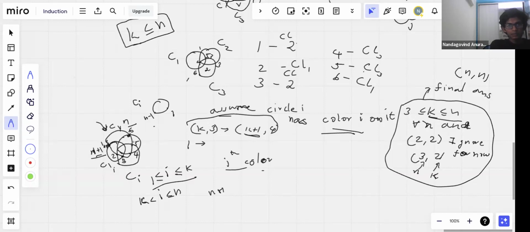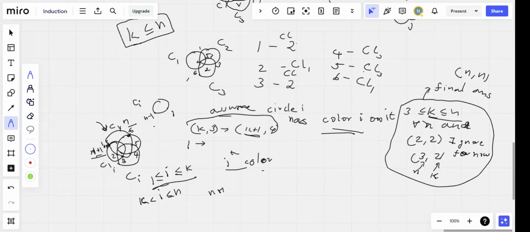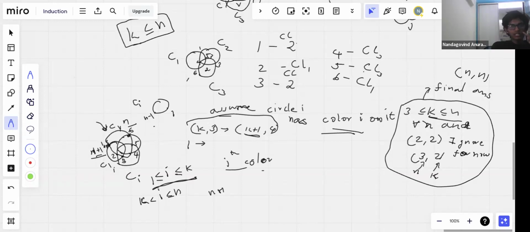All the circles except the n plus 1th circle now have k plus 1 colors on it. Now for circles 1 until k, I give the second intersection point of circle n plus 1 and circle i the color i. But this is only for k circles. So circle n plus 1 gains k colors along with n plus 1. So it now has a total of k plus 1 colors.